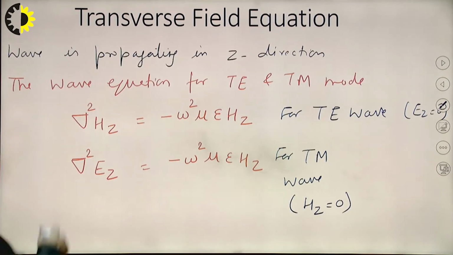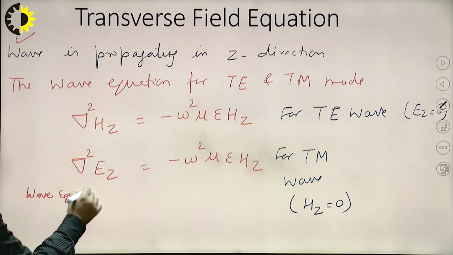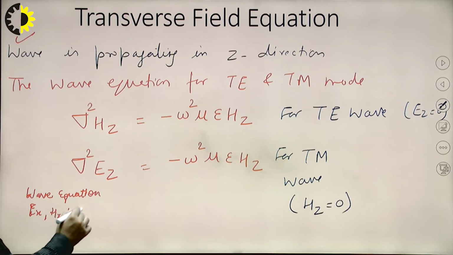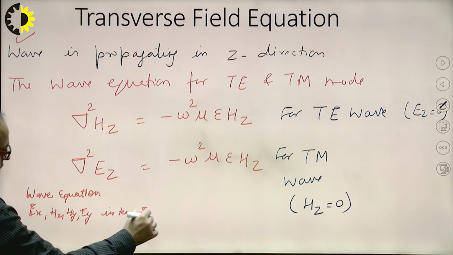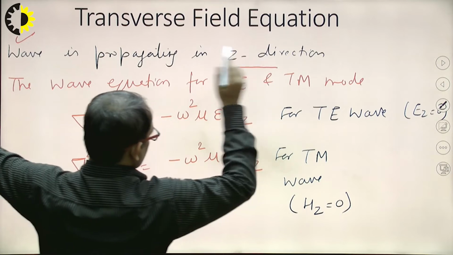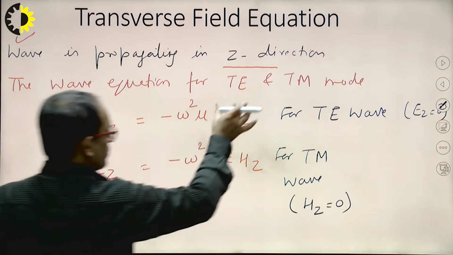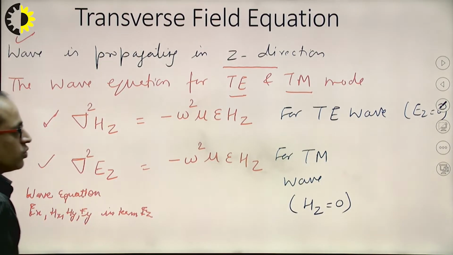Now let's first find out the transverse field equations, in which we will find the wave equation and Ex, Hx, Hy, Ey in terms of Ez. Clear? Now let's say the wave is propagating in the z direction. The wave equation for TE and TM mode is this one and this one. What is TE mode and what is TM mode?